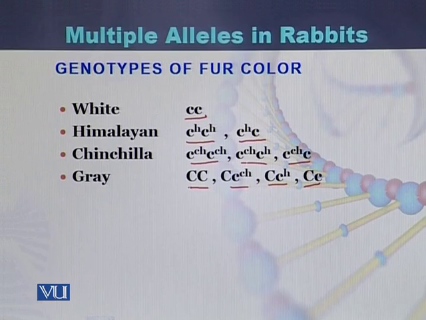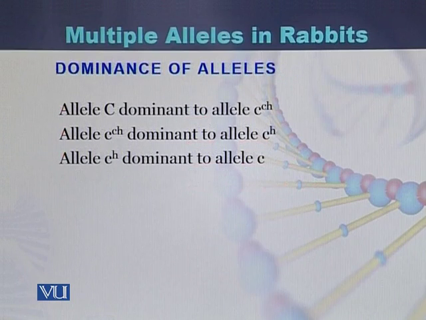Gray will be when there is the capital or dominant allele. C is the dominant allele. When there is the C dominant allele, the color of the rabbit will be gray. Here we can conclude the dominance of the alleles. Allele C is dominant over the allele CH. C is for the agouti color. Agouti color is dominant over the chinchilla color.